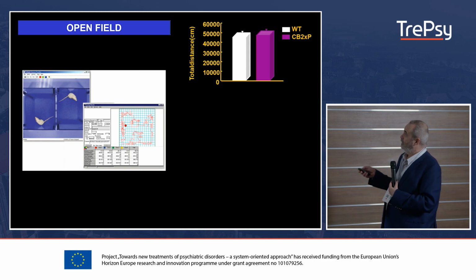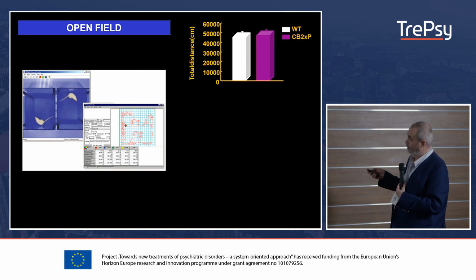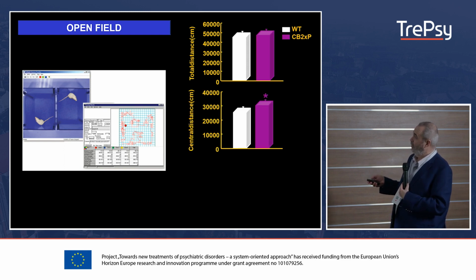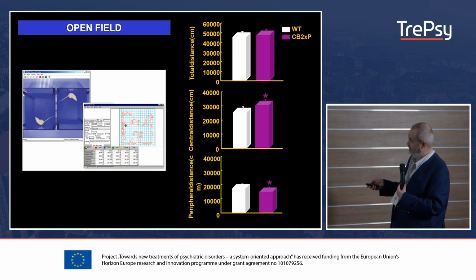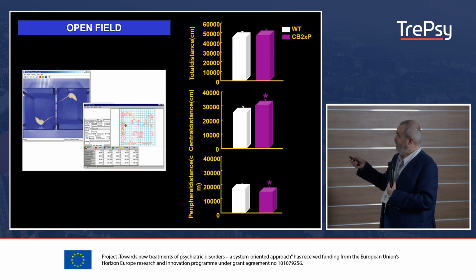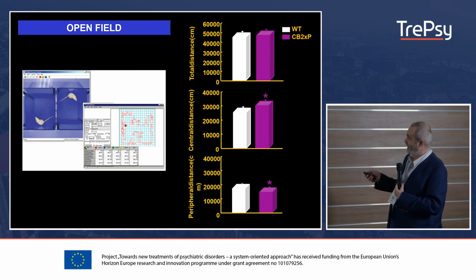The first thing we did was to study the behavior of the animals. We used the open field just to be sure that there were no problems related to motor behavior. So we're going to be using different types of tests. We used spontaneous motor activity recording and tracking, and we found a small increase in central distance and a small decrease in peripheral distance, although the total distance was the same. This is probably a suggestion that these animals may have less anxiety than the wild-type animals.